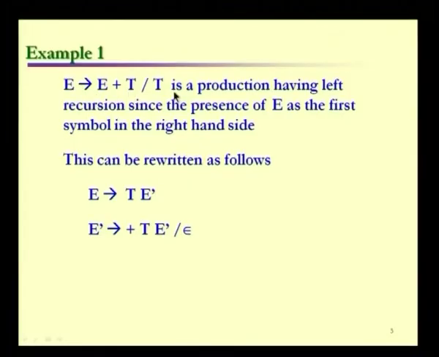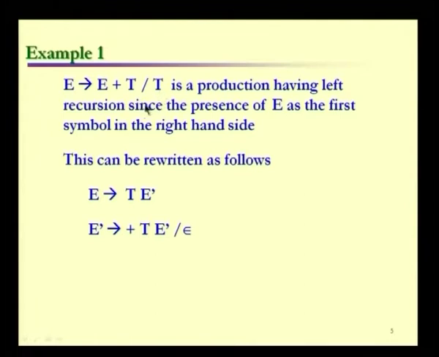Now we shall see one example so that we will be able to find out how these things are eliminated. Here we have E derives E plus T or T. We know that the role played by A in the general framework is here played by E. So, we find E is left recursive. E derives E followed by plus T, which is your alpha, and T is your beta. We know that this T is certainly not starting with E, and because of that we claim this is going to be your beta.